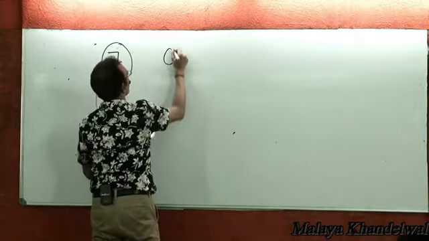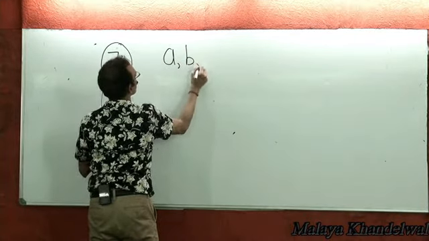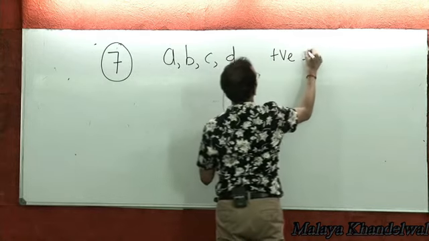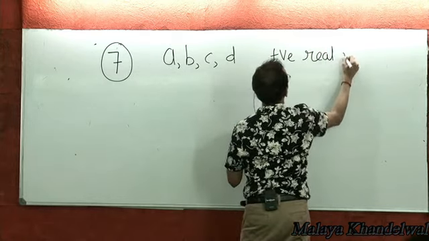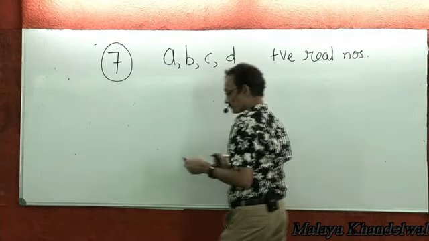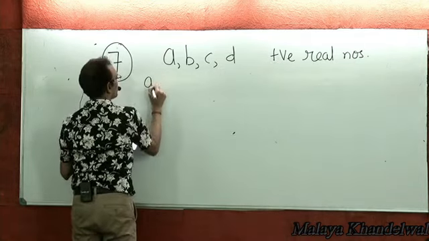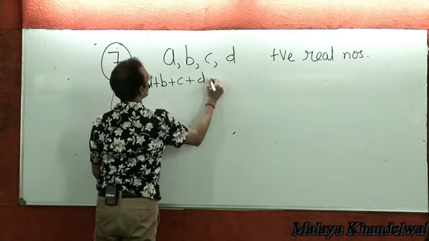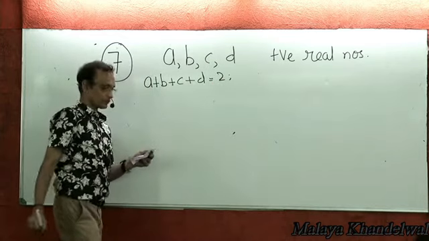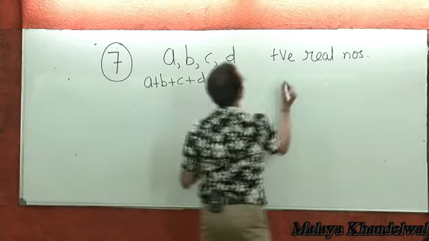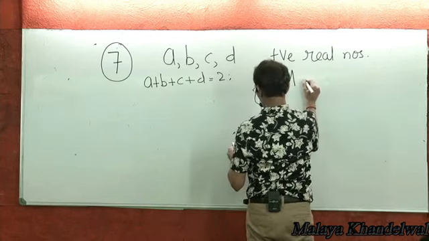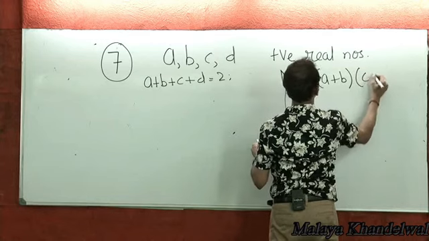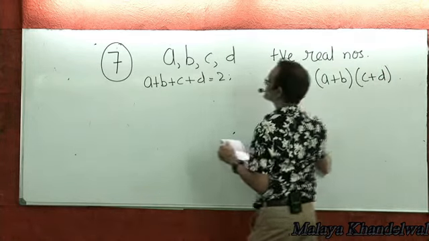A, B, C, D are positive real numbers, and A plus B plus C plus D is 2. And M is A plus B into C plus D. M is A plus B into C plus D.